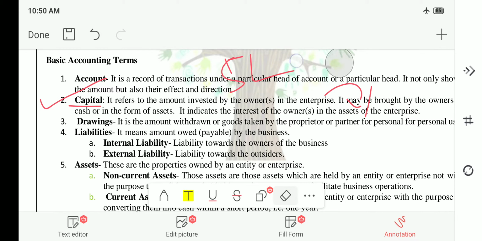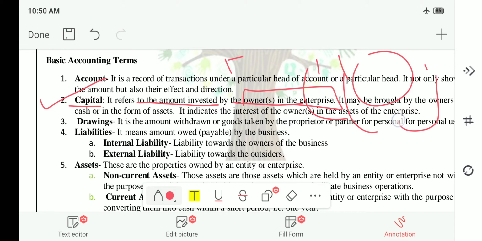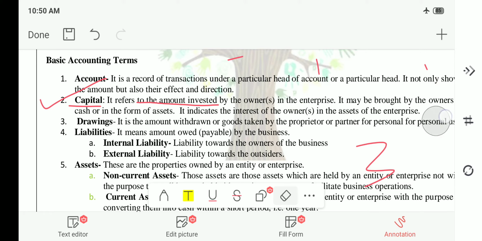We can read its definition. Capital refers to the amount invested by the owners in the enterprise. We have taken an example of a single owner. If we consider an organization with multiple owners, and they invest 1 lakh rupees each, then this 3 lakh rupees is the total capital for this organization. Fine. Then the next term of basic accounting is drawings.